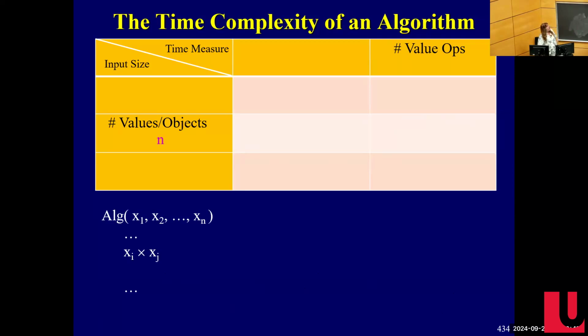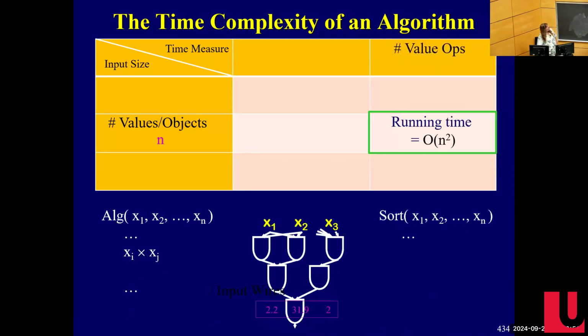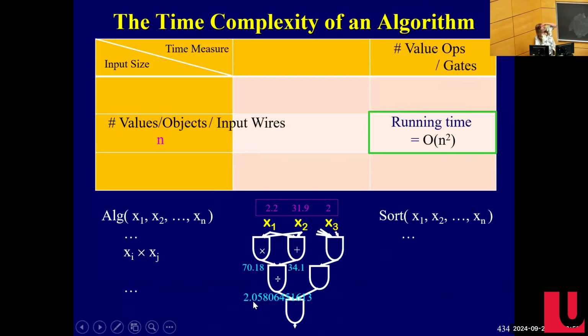Yeah. All right. So where are we? Wrong direction. All right. So here's another way of viewing it: you can view it as a circuit where the inputs are those objects, the real numbers coming along wires, and then the gates do multiplication or division or whatever, and then the running time is the number of gates, while the input is the number of wires coming in, right?